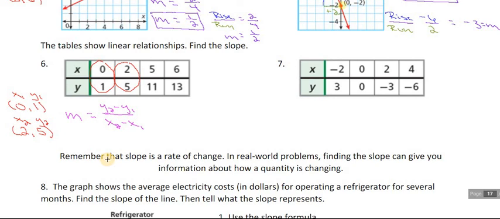All right, so following our slope formula, y sub 2 is 5 minus y sub 1 is 1. So we've got 5 minus 1 in the numerator over x sub 2 is 2 minus x sub 1 is 0. So over 2 minus 0. That gives us 4 over 2, which simplifies to 2. So my slope is 2.